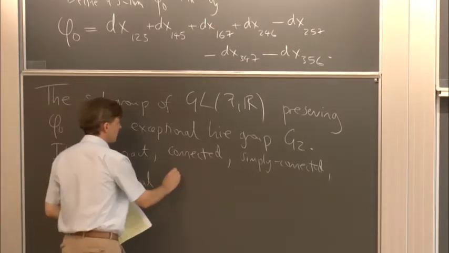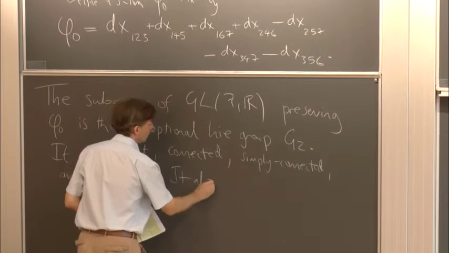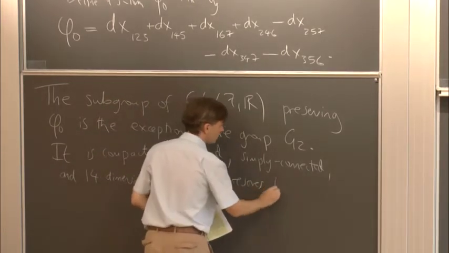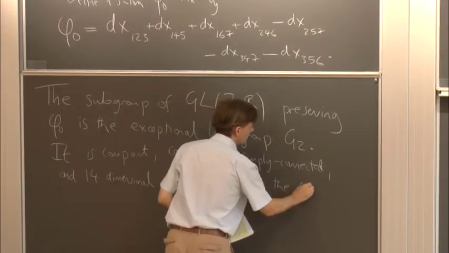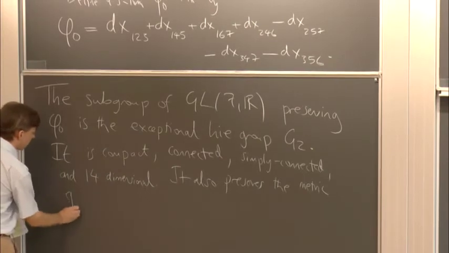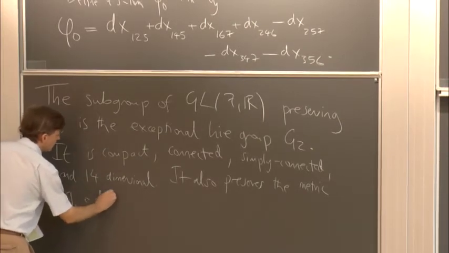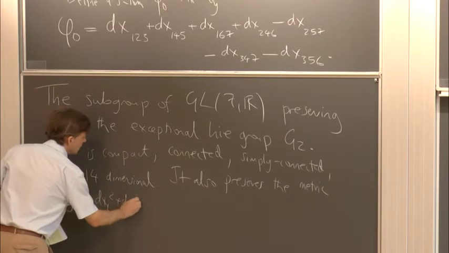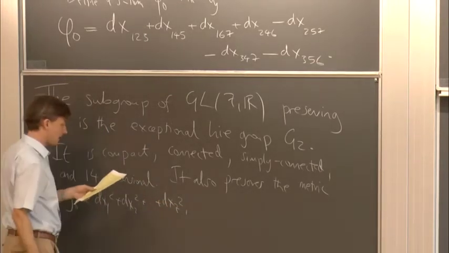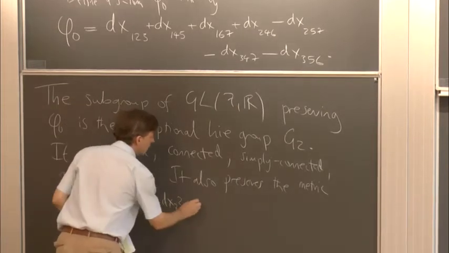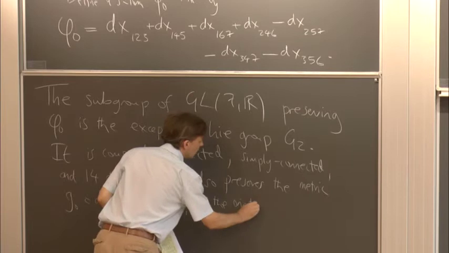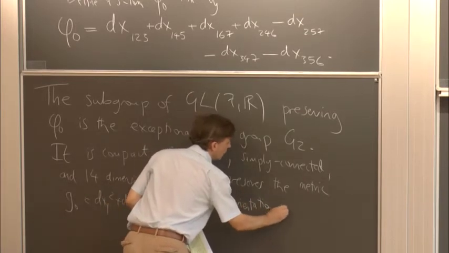And it also preserves the standard Euclidean metric G0, which is dx1 squared plus dx2 squared up to dx7 squared, and the orientation on R7.